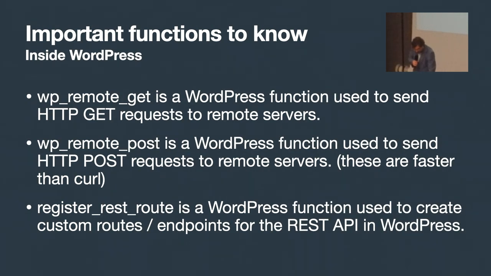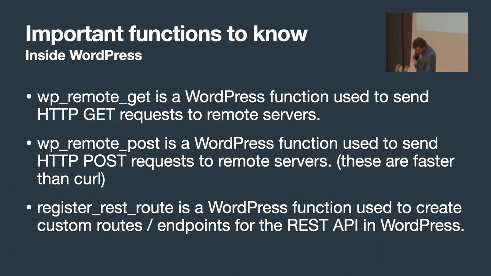These are the important functions to know inside WordPress. There are three functions right now in this slide. There's wp_remote_get. It's a WordPress function used to send HTTP GET requests to remote servers. It's like file_get_contents, which some of you PHP developers know. But this WordPress function is much faster than this. It's even faster than the cURL one. In earlier days, we always needed to use cURL to consume some data from some APIs. But WordPress now exactly has this built in.